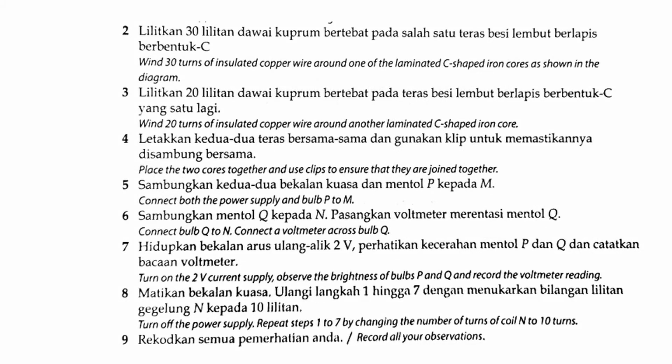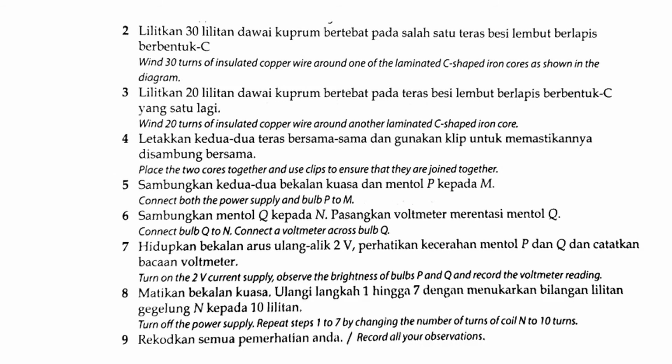Connect both the power supply and bulb P to M. Connect bulb Q to N. Connect a voltmeter across bulb Q. Turn on the 2 volts current supply, observe the brightness of bulbs P and Q and record the voltmeter reading. Turn off the power supply. Repeat steps 1 to 7 by changing the number of turns of coil N to 10 turns.